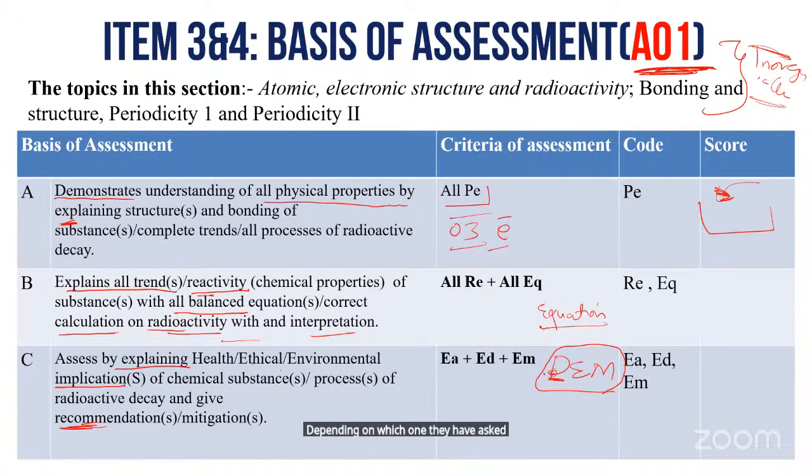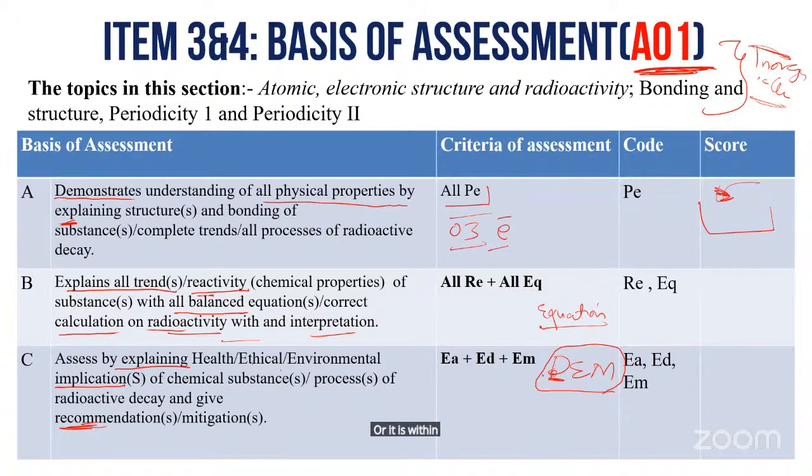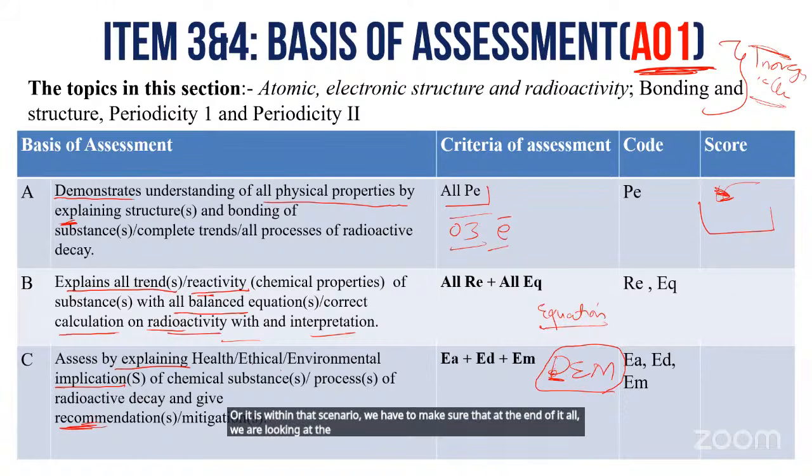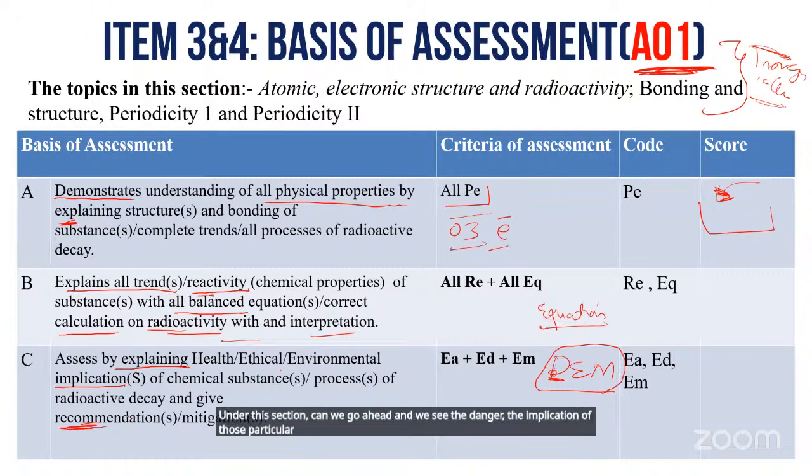But at the end of it all, when they give you a scenario, whether they have put it in the tasks on part A, part B, or part C, or it is within the scenario, we have to make sure that at the end of it all, we are looking at the health implications. So what does this call us to do? It calls us to look at every topic that we accomplish under this section. Can we go ahead and see the danger, the implication of those particular substances? If you have finished radioactivity, can you look at the implications of radioactive substances?